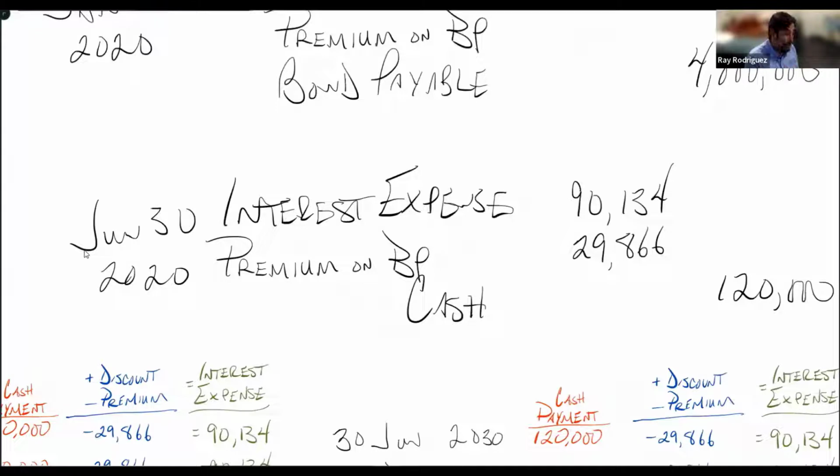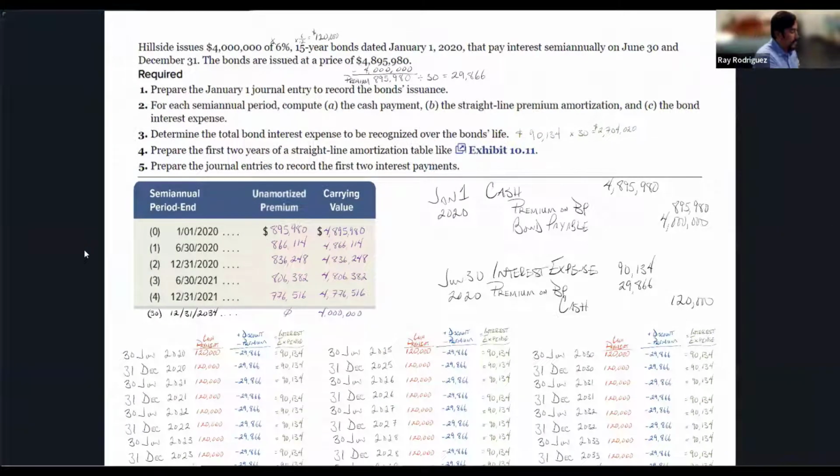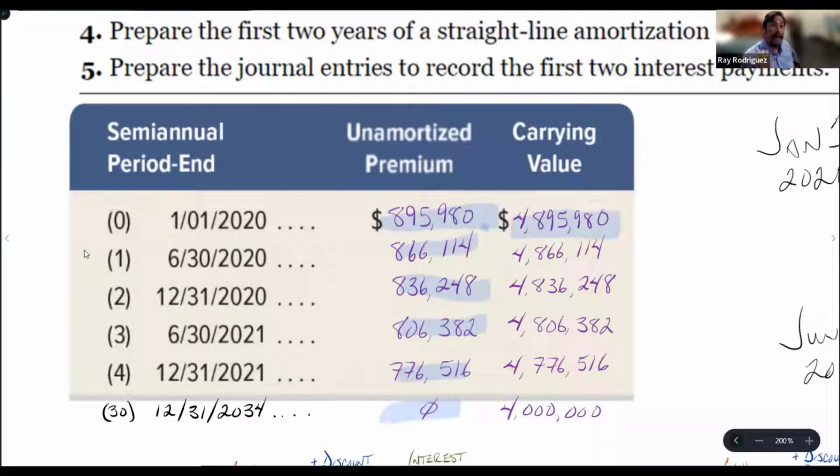Cash going out, the debit to the premium on bonds payable account, and then plug the interest. And here is the amortization table. We start off with the full premium, slowly whittle it down to 0. And what we see is the carrying value starts off with the full amount that we brought in and slowly makes its way down to face value.